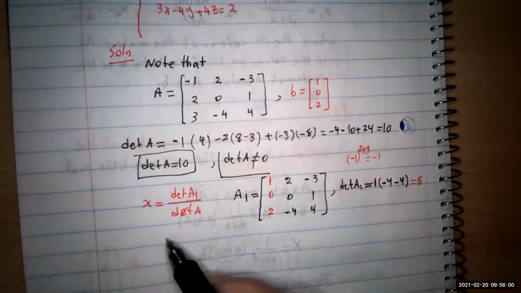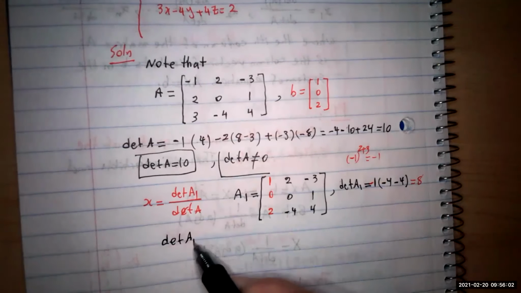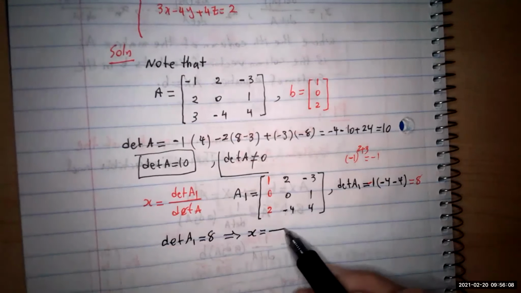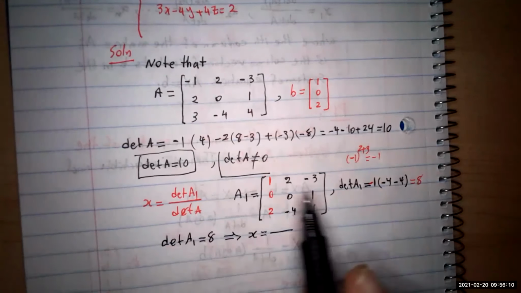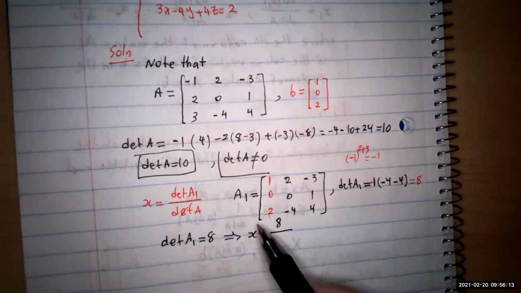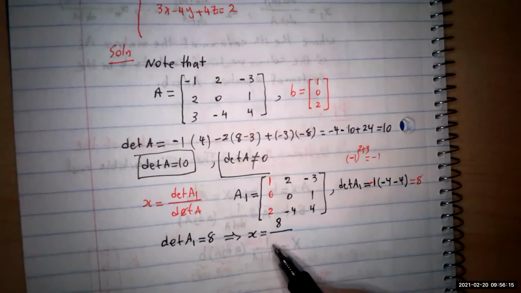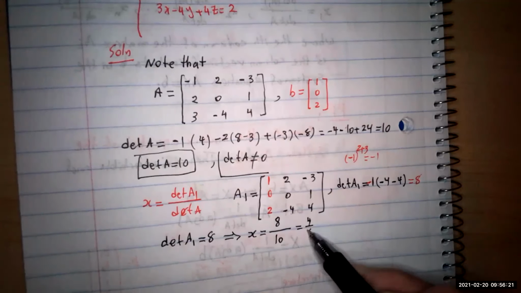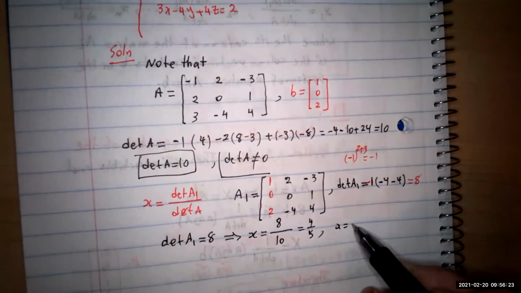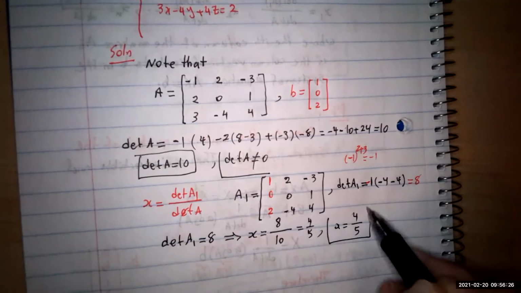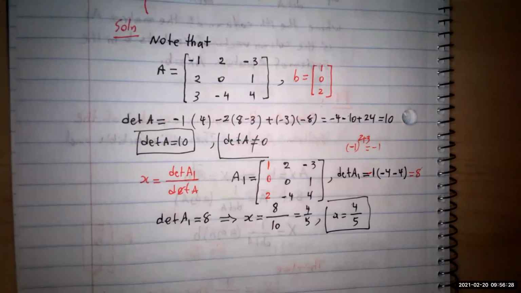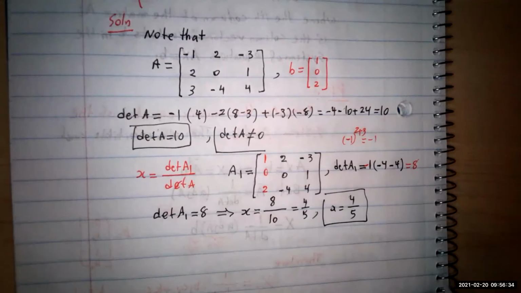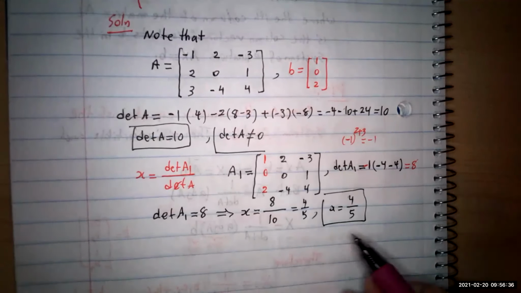So the determinant of the A1 is going to be equal to 8, and we are ready to get the x. So x is going to be equal to the determinant of the A1, which is 8, divided by the determinant of the A, which is 10. You simplify it, that gives you 4/5. So that's x equal to 4/5. Not difficult, and be patient to get these numbers done nicely. So that's the x. We want to find the y.